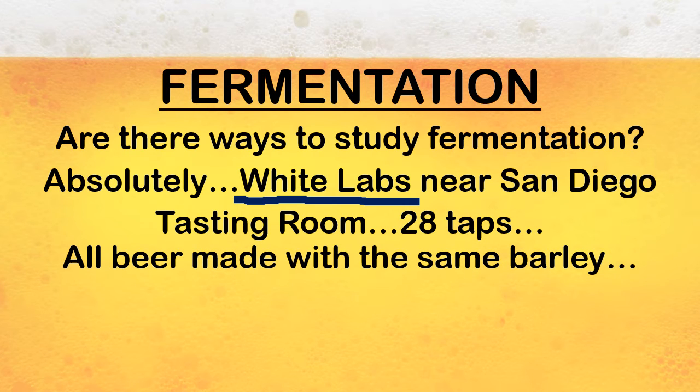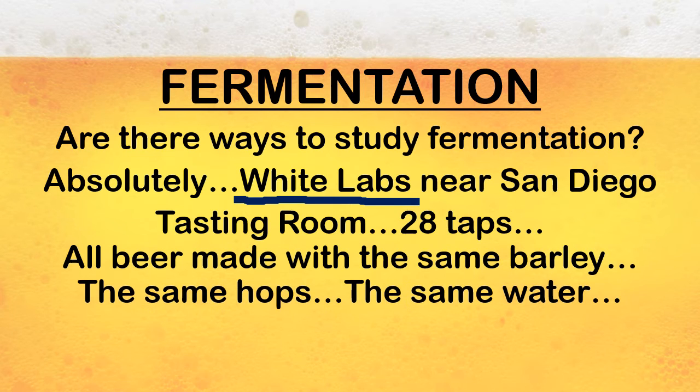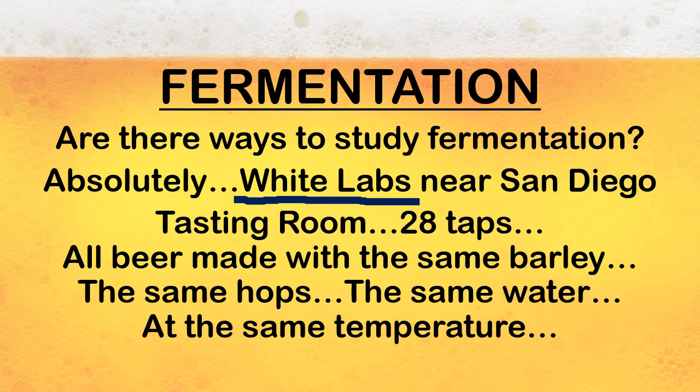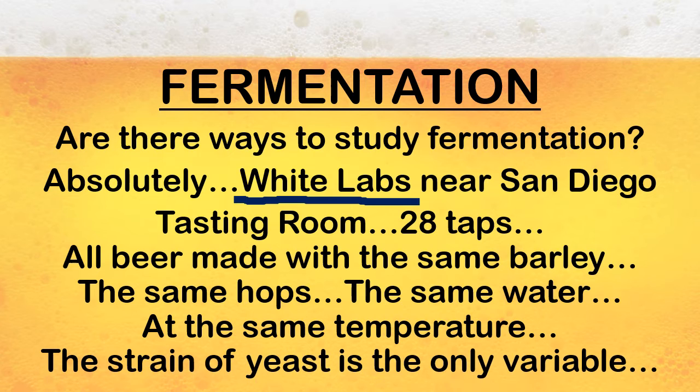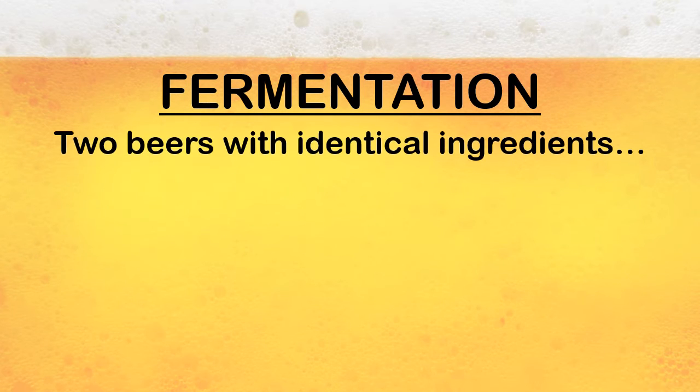All the beer is made with exactly the same barley, and it may be set up on the same day, the same batch of barley. It's made with the same hops, it's made with the same water, and they're all made at the same temperature. So they're trying to control everything so that the strain of yeast is the only variable. And that way, if you're interested in a different yeast, if you're a home brewer, or even if you're with a big company like a Budweiser or a Miller who's making tons and tons of beer, if you're looking for something new, these guys have 28 different kinds of yeast.